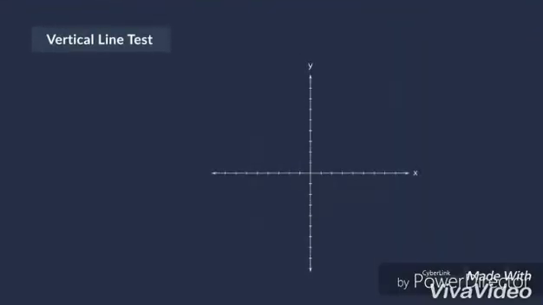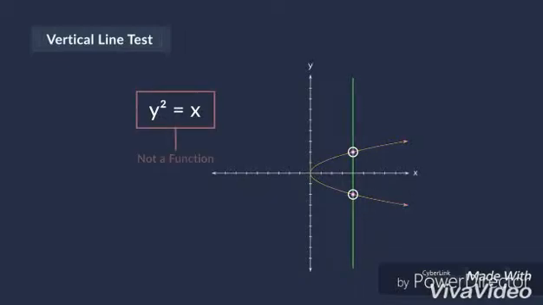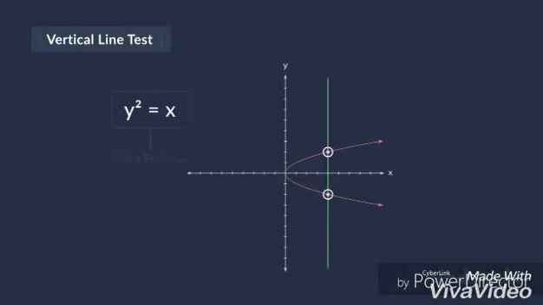So, if we take a look at the graph for this equation and draw a perfectly vertical line down at any part of the graph, we should not be hitting 2 points ever if this graph is a function. But since our vertical line is hitting 2 points in this example, we confirm the fact that this equation is not a function.